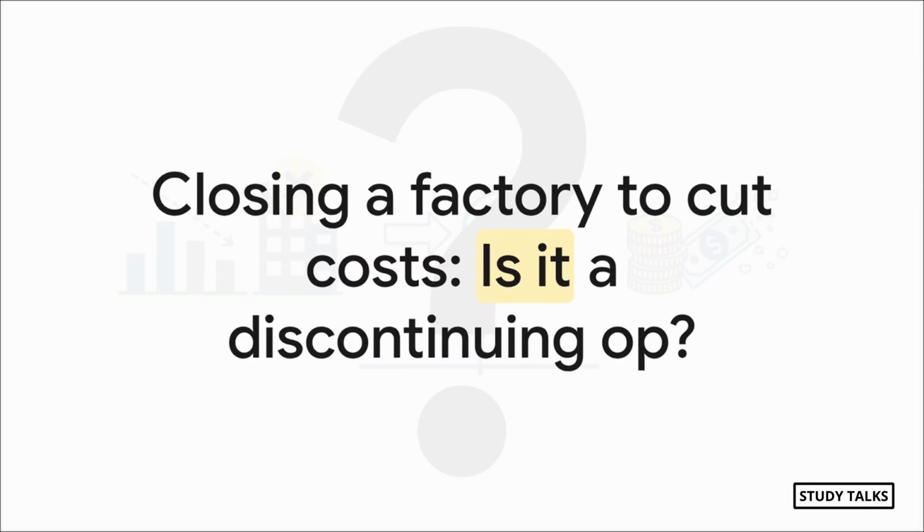So let's jump right in with a question that could be ripped straight from your exam paper. Picture this. A company decides to shut down one of its factories. Why? To boost efficiency? Cut some costs? Makes sense, right? So the big question is, is this a discontinuing operation under AS24? Now, be honest. Your gut is probably screaming, yes, of course it is. They're discontinuing it. And you know what? That's exactly where the trap is laid. That's the mistake they want you to make.